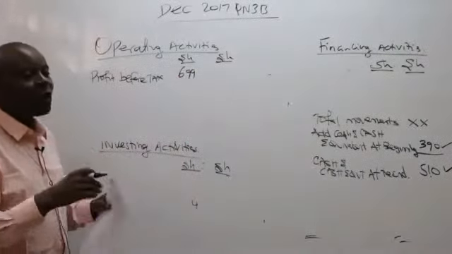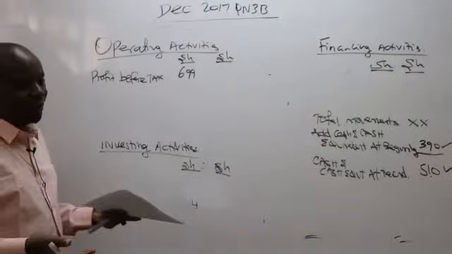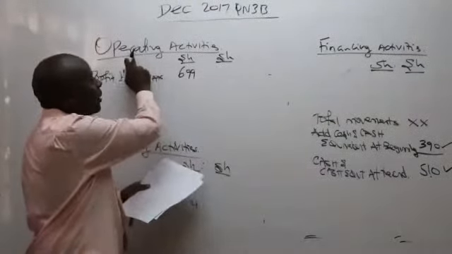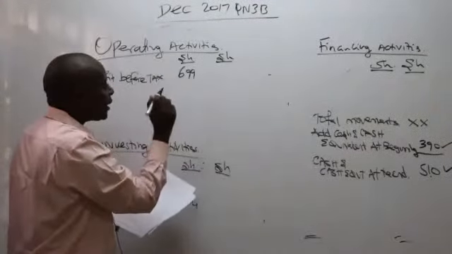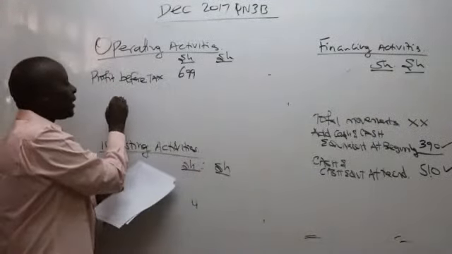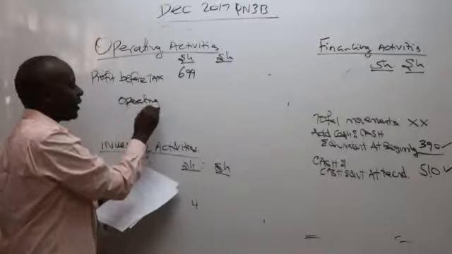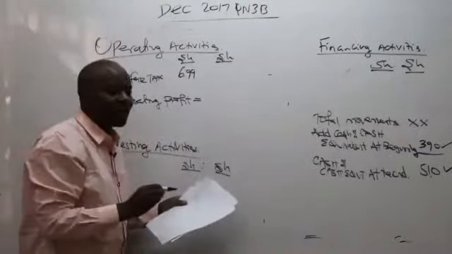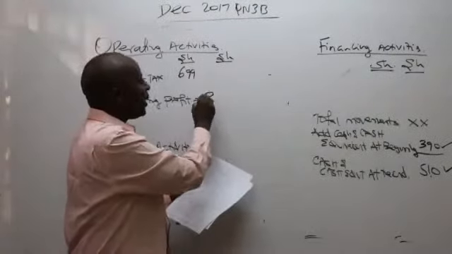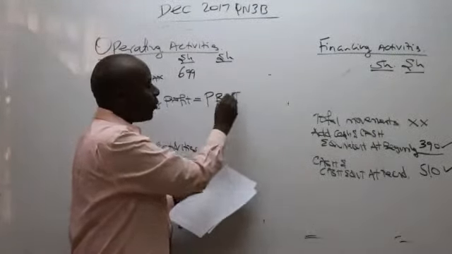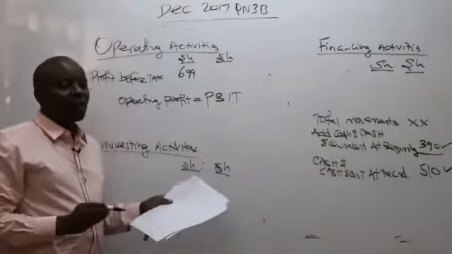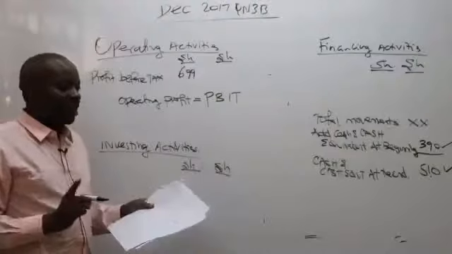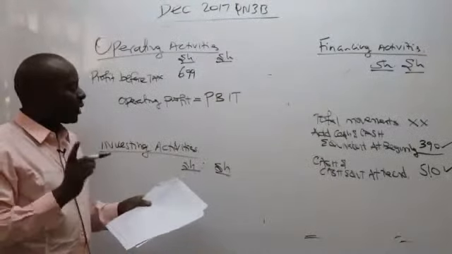And then now you'll have to recall very fast, my good students, that when we talk of operating activity, we are supposed to start straight away with operating profit. You must remember it that way. I taught you operating profit in finance. We know that operating profit is profit before interest and who? Profit before interest and tax.